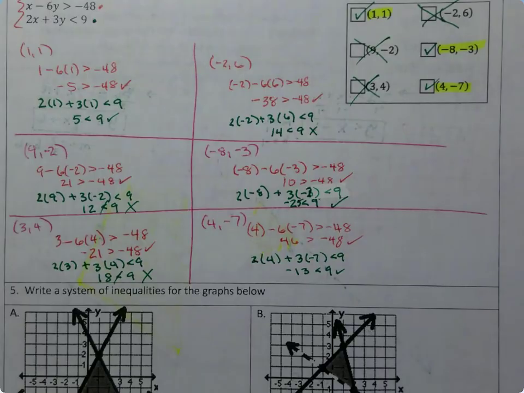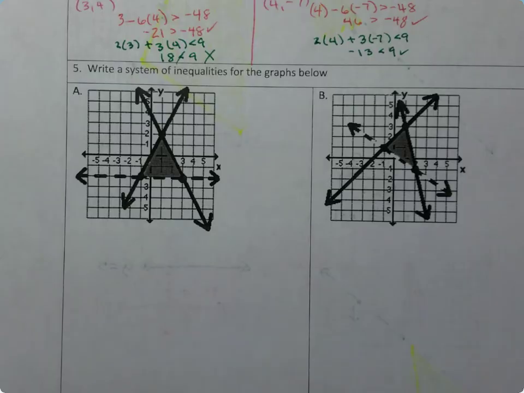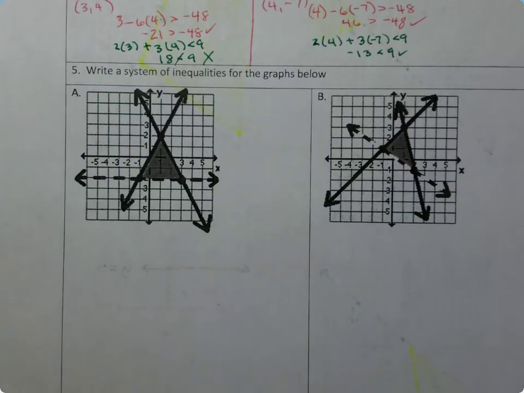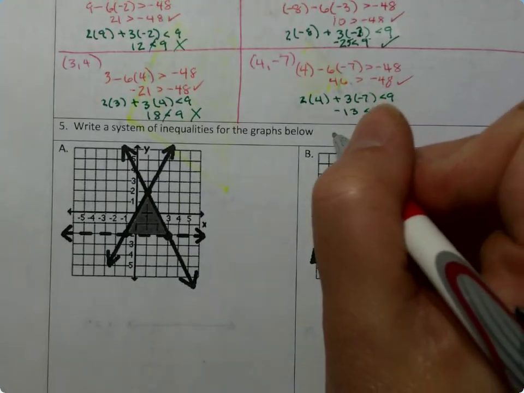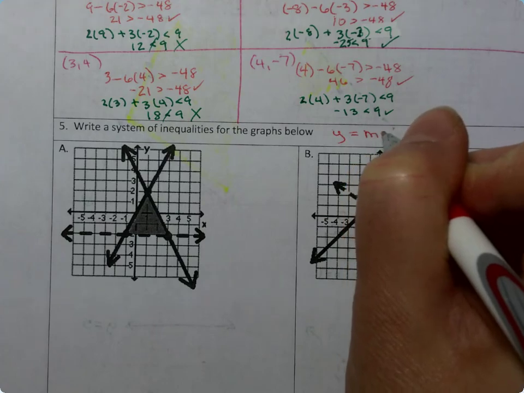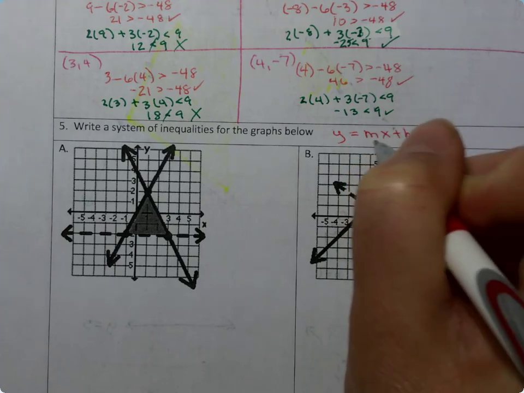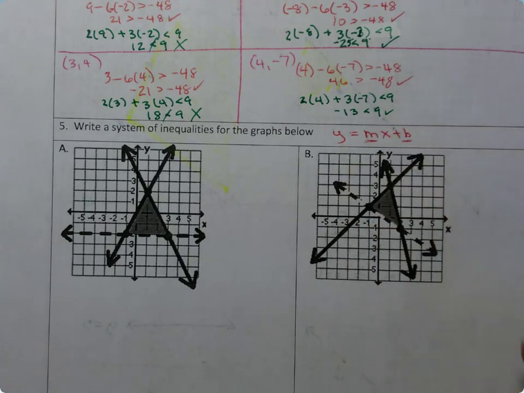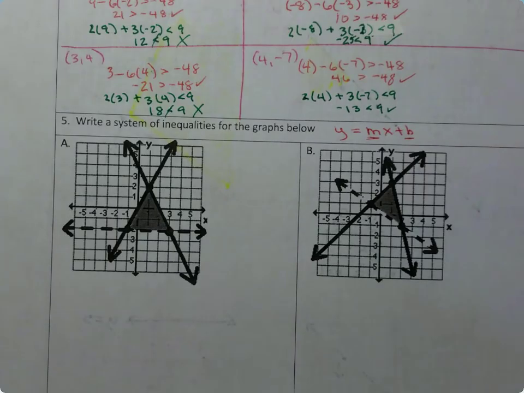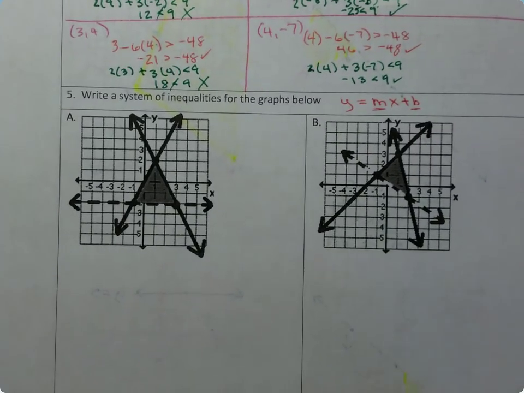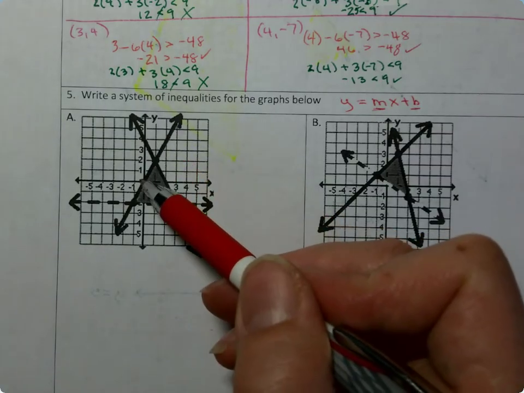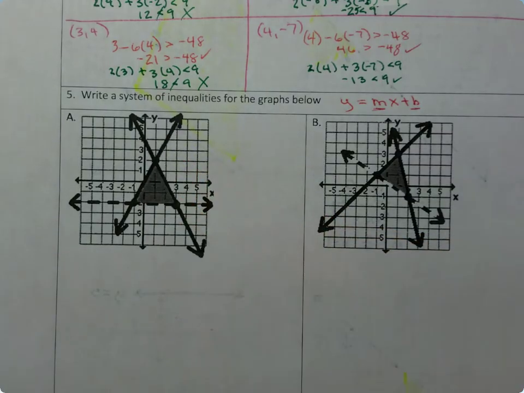Okay, last part here. Now we're going to reverse it. I have given you a graph, and you are going to give me the inequalities. So we want everything to be in the form y equals mx plus b. And what two things do you need for y equals mx plus b? You need m and you need b. Now, what's nice about these graphs is that I don't have to do the algebra because they have a nice y-intercept, and I can see the y-intercepts.